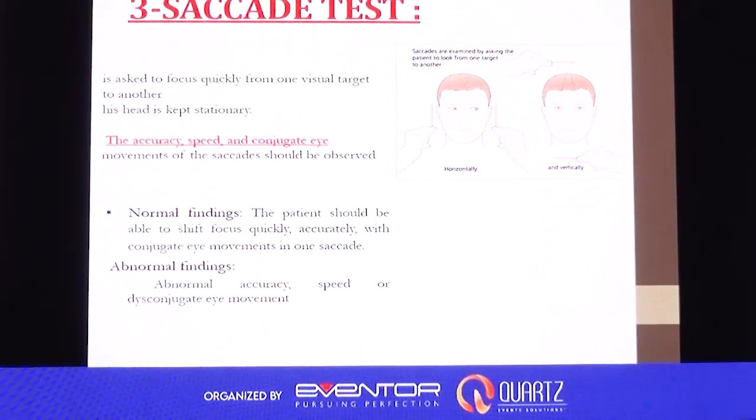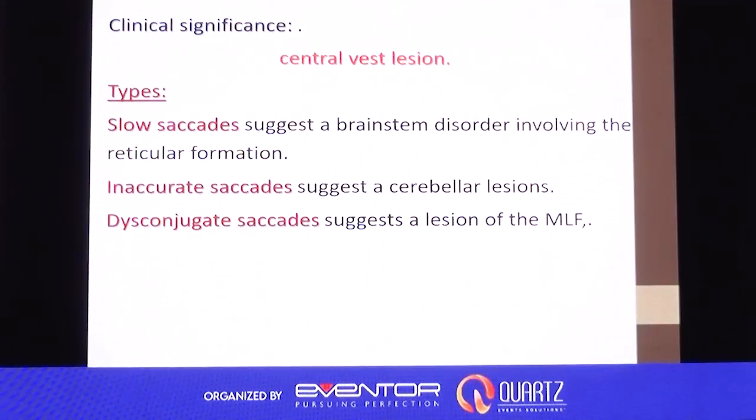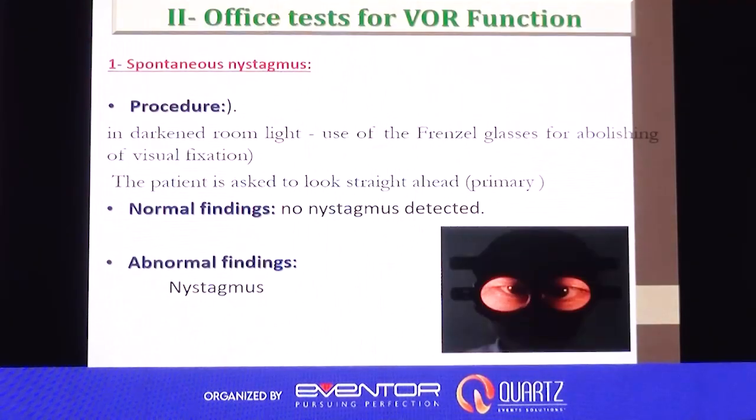Normally, the patient should be able to shift focus quickly, accurately, and with conjugate eye movements from one target to the other. But abnormally, I find abnormal accuracy, speed, or disconjugate eye movements. Also, abnormal saccade is a red flag for central vestibular disorder.